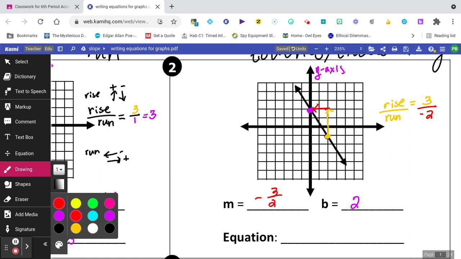Doesn't matter where the negative goes. You can leave it with the 2, you can put it with the bar like I did, or you can put it with the 3. So when you write your equation, you're going to write -3/2 x. And because this is a positive, you're going to put +2. Remember, it's in the form y equals mx plus b. And you're just replacing m and b.